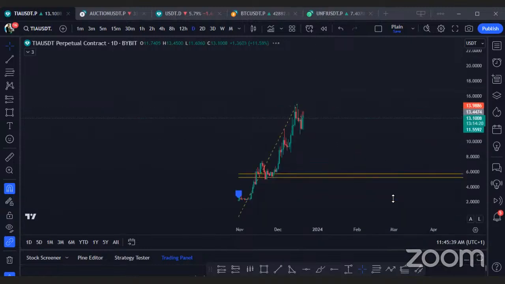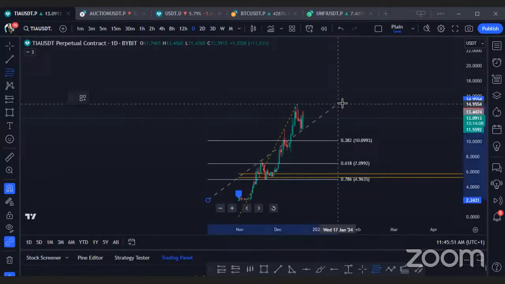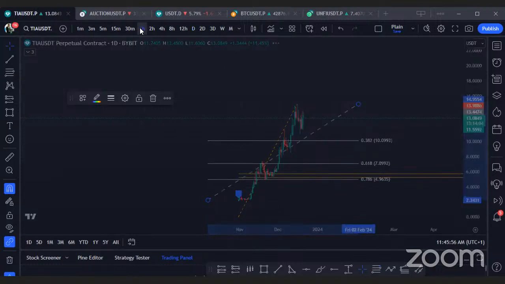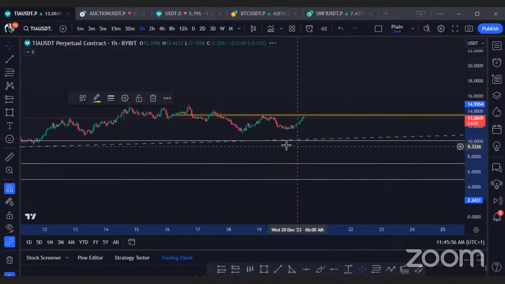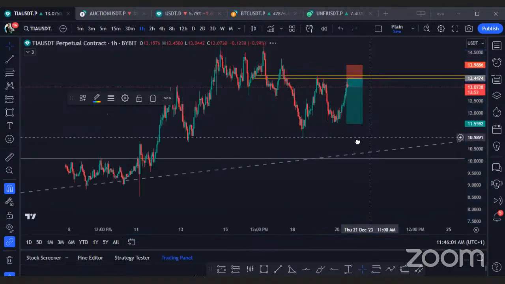Yeah, I told us on the daily that TIA has not even gotten to the 382. We've not had a pullback to that 382, which is where I would have been looking to buy back. If you look at my 382 level, we've not gotten there yet. It's this area down there, right?